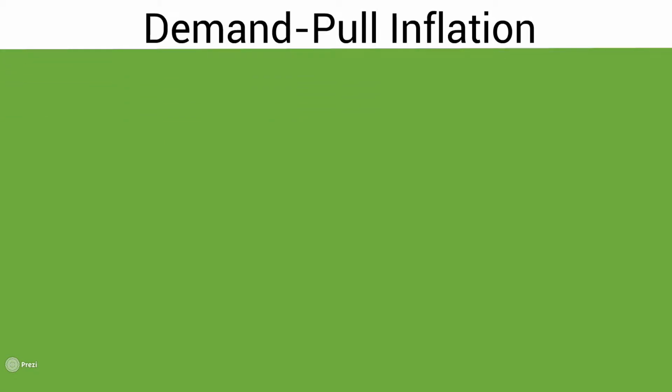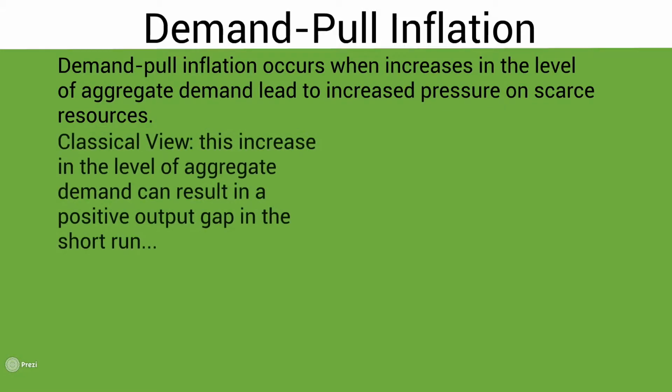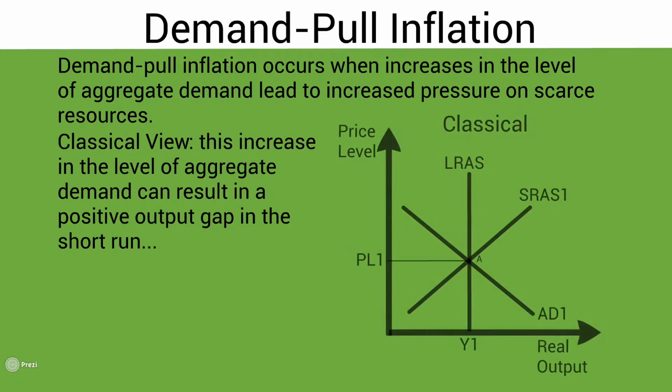Another type of inflation is demand pull inflation. Demand pull inflation occurs when increases in the level of aggregate demand lead to increased pressure on scarce resources. If we take the classical view of an ADAS diagram, this increase in the level of aggregate demand can result in a positive output gap in the short run. Initially, our economy is at a long-run equilibrium at point A, with a price level PL1 and the maximum output being produced, which is Y1.